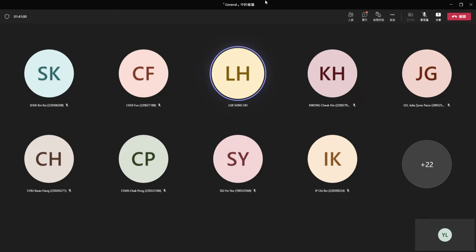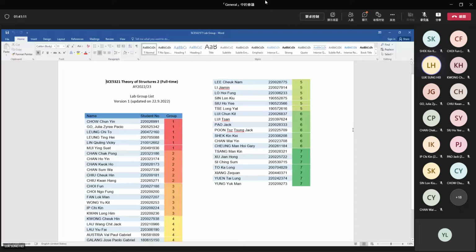This is the group list version 1 I updated yesterday. You can find your group. There are totally 7 groups. For the lab sections, you just need to attend the time slot assigned to your group. For example, for group 1, I put down the schedule on Moodle. For group 1, you can attend the section at 2 o'clock. And then for group 2, 4:20, and so on. You just need to attend your own sections, no need to attend all.